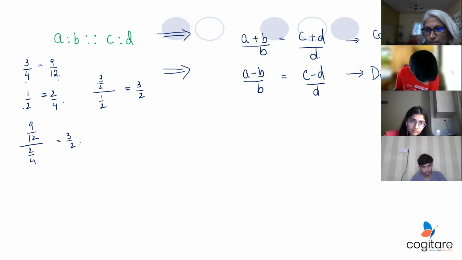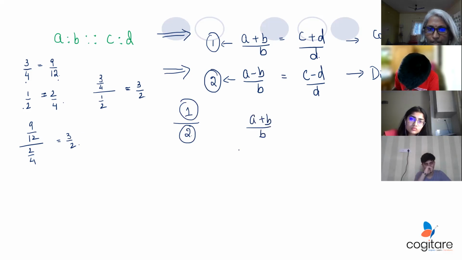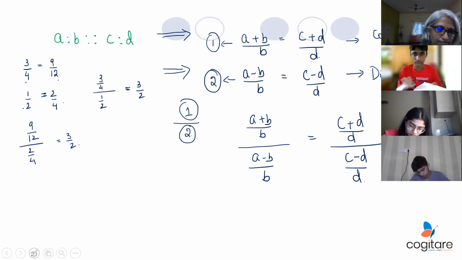3 by 2, right, people? Yes, ma'am. So that is the same thing you're doing here. You call this 1, you call this 2. All you're doing is dividing 1 by 2. So (A plus B) by B upon (A minus B) by B is equal to (C plus D) by D upon (C minus D) by D.